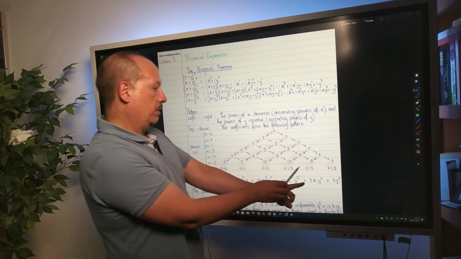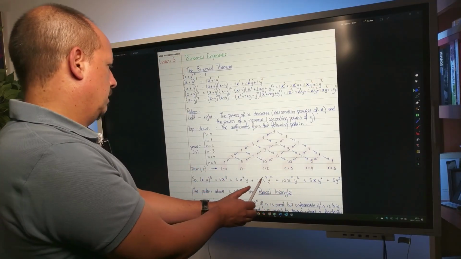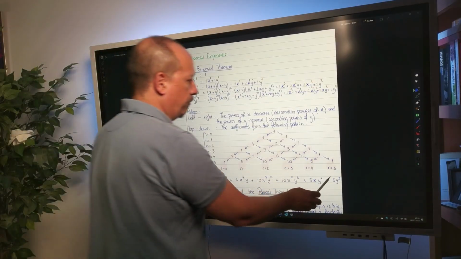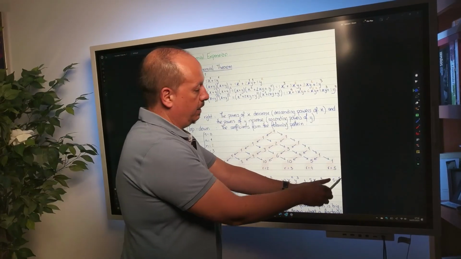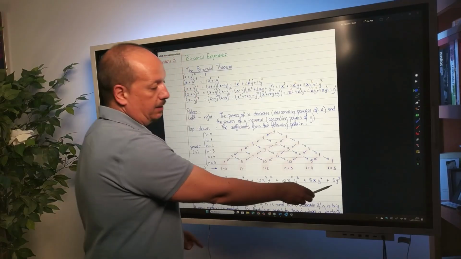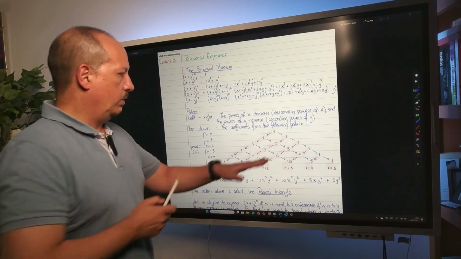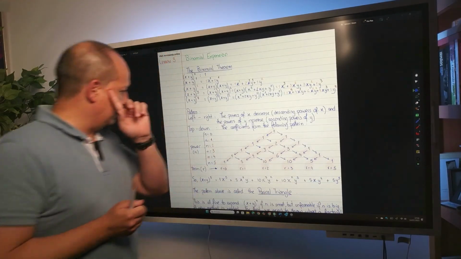I made a mistake. This is not 5, this is just 1. x to the power of 0, and y to the power of 5. I need to make a correction there. Once you download it, you won't have that mistake there. All right?